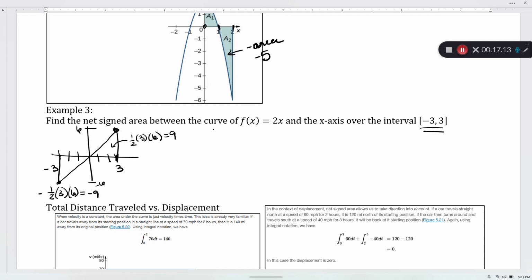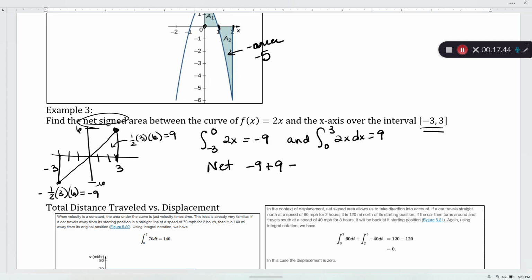So we can break this up and we would say we're looking at the area from -3 to 0 of our function is -9. And the area from 0 to 3 of our function is a +9. So when they ask for the net, you're adding them together. It's a net 0. Okay.